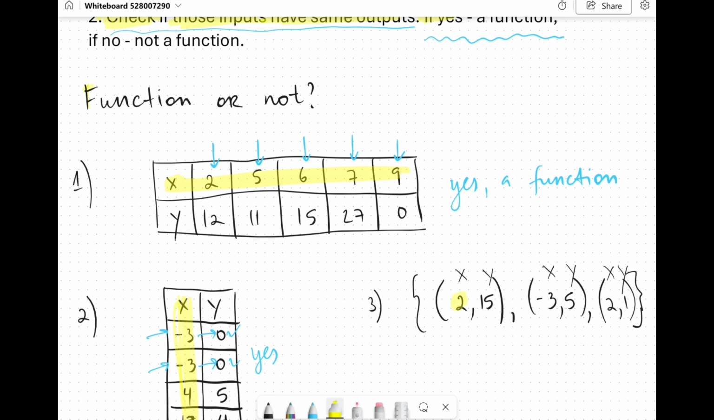So these are your inputs, and looks like we have the same inputs right here. The next thing is to check if those inputs that are the same, so our 2's, have the same outputs. The first 2 has a 15, the second 2 has a 1. They have different outputs, so it's not a function.